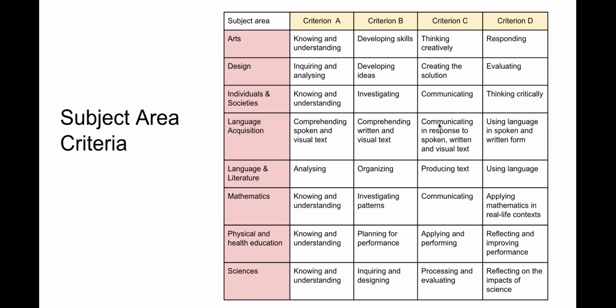Language acquisition and Lang and Lit follow a little bit different pattern, but for the other 6 subject areas, criterion A is about grounding ourselves in the vocabulary and knowledge of that subject. Criterion B is going deeper. So developing, investigating, researching. So now we're digging in and using that knowledge to learn more. Criterion C is about producing something. So you're creating, presenting, writing, doing something, performing. Criterion D is looking back. Now we're reflecting, responding, evaluating, applying. So we're taking what we learned, we're doing something with it, and then we're reflecting on it.